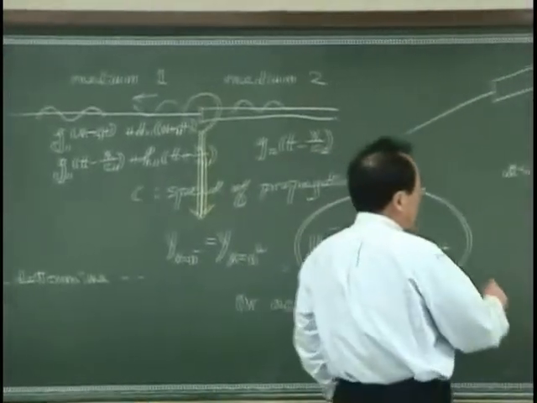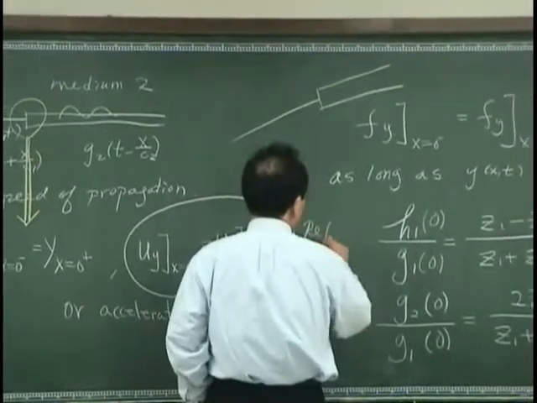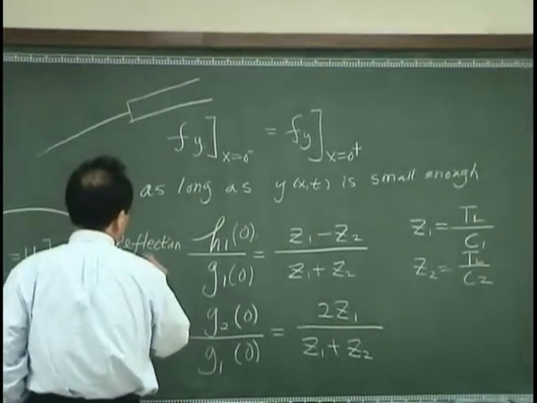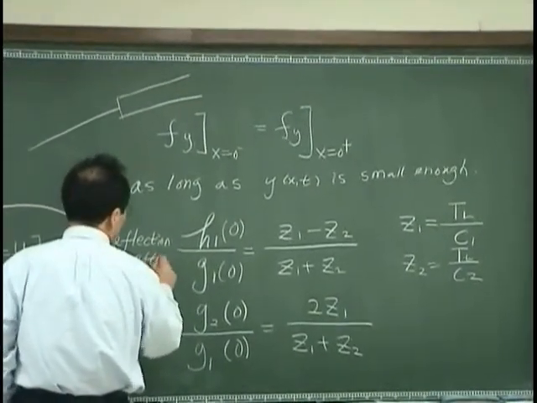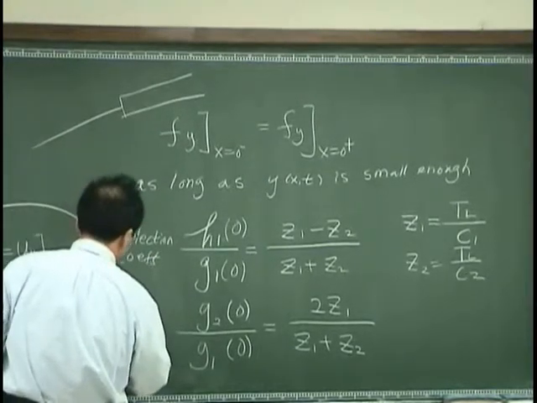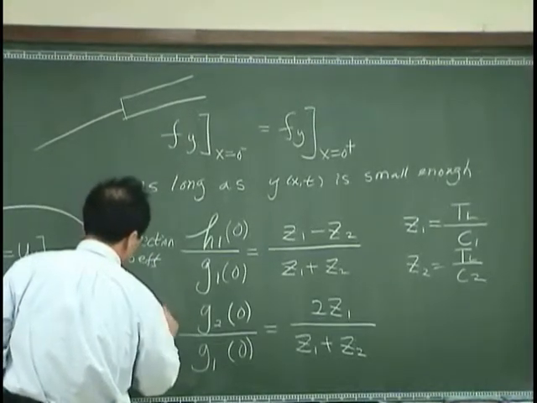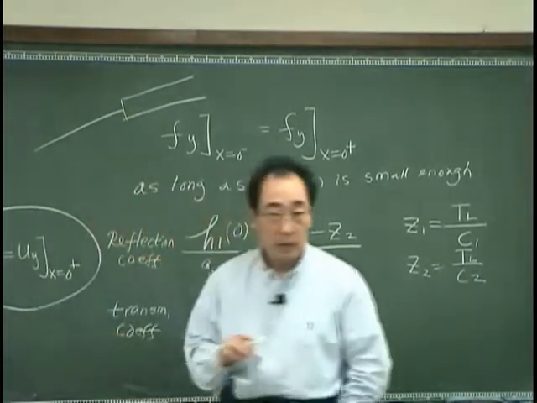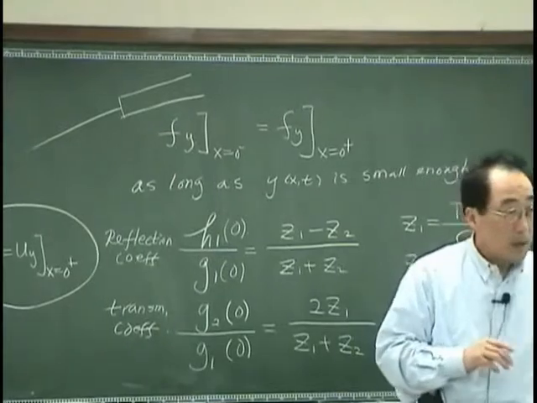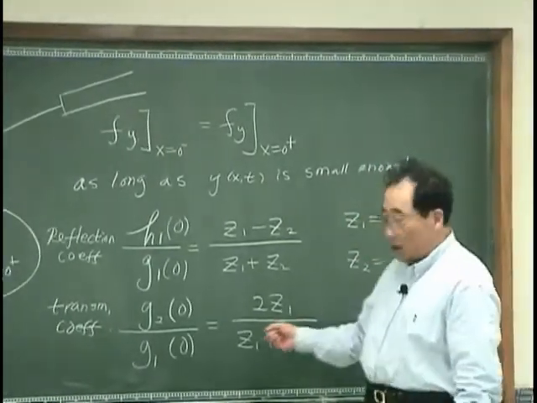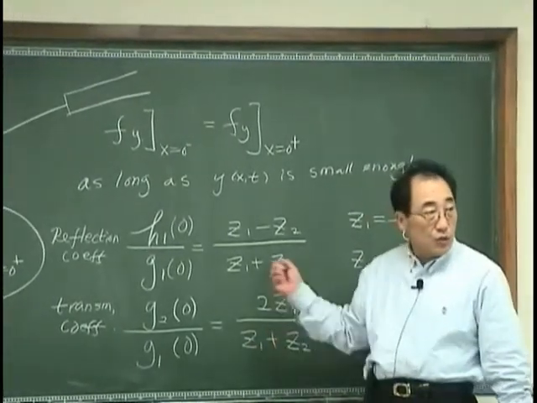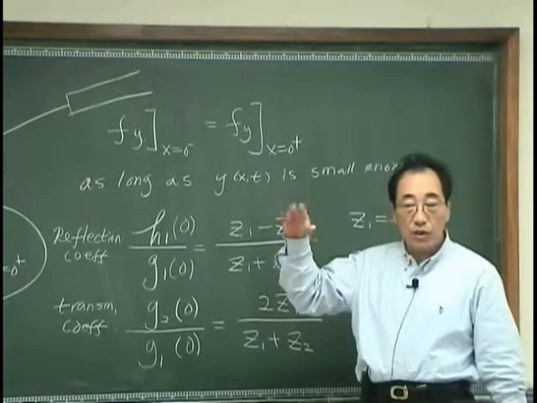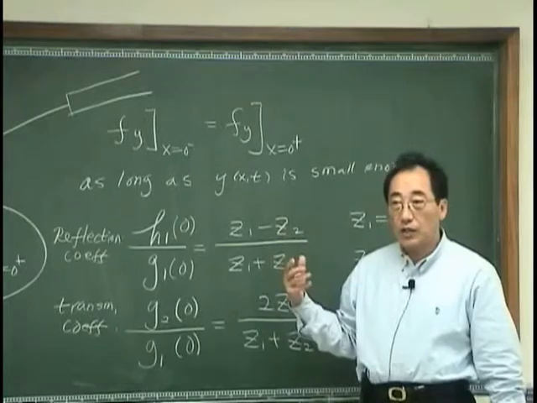And this we call reflection coefficient. This we call transmission. Okay? And it does depend on Z1 and Z2. And we didn't go into detail about how to get the Z1, Z2.